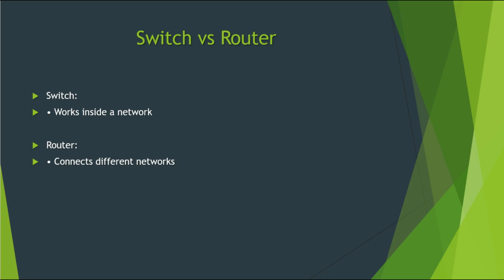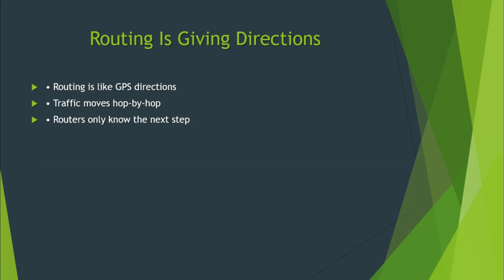And whenever data needs to go somewhere outside its current network, the router steps in and says, where does this need to go next? So the easiest way to understand routing is to think about it as directions. Imagine you're driving from one city to another. You don't just teleport there. You go from one road to another road through intersections, and one step at a time, you'll reach your destination. That's basically how routing works.